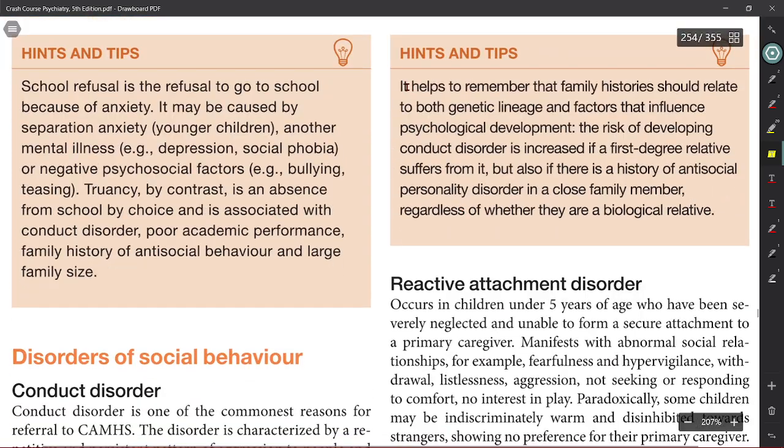Hints and tips. It helps to remember that family histories should relate to both genetic lineage and factors that influence psychological development. The risk for developing conduct disorder is increased if a first-degree relative suffers from it, but also if there is a history of antisocial personality disorder in a close family member, regardless of whether they are a biological relative.